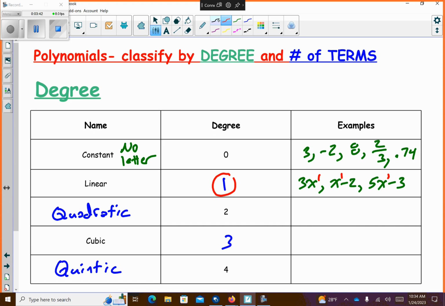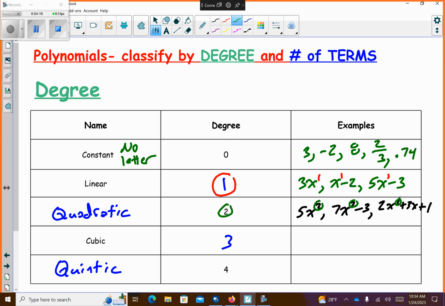Quadratic. Quadratic could be like 5x squared, or 7x squared minus 3, or 2x squared plus 3x plus 1. Those are all called quadratics. Quadratics are raised to the second power. So somewhere in the equation, you have an exponent to the second power. That's all it means.